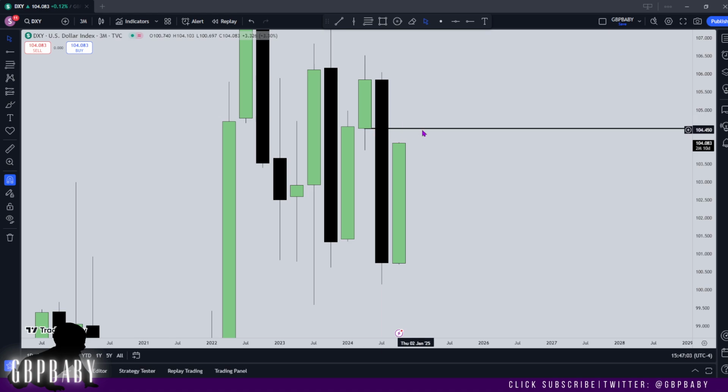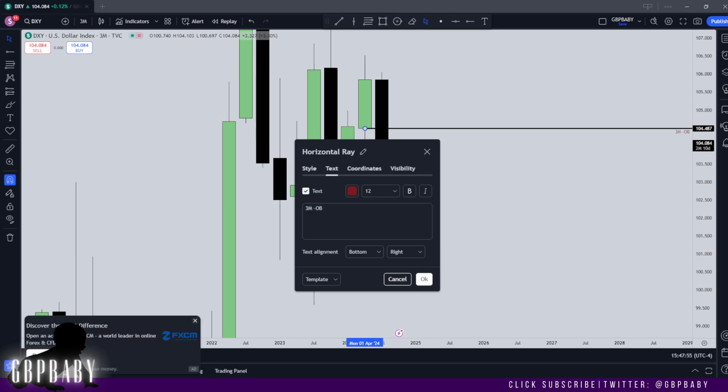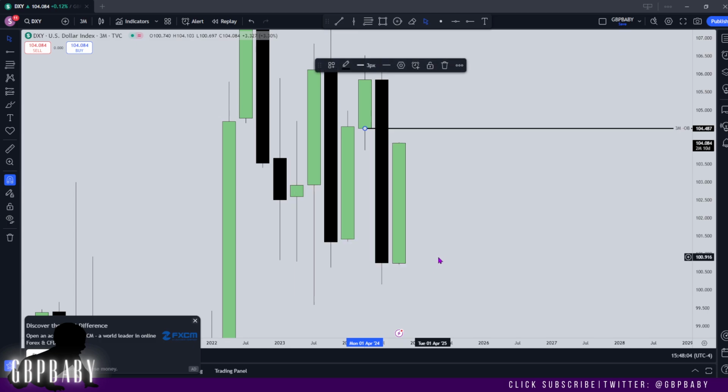So I'm just going to mark this out as a 3 hour bearish order block because that's exactly what it is. 3 hour bearish order block. Not 3 hours, sorry. 3 month bearish order block. And basically, we're just going to keep that on our charts because, like I said, once price gets towards it, it should be very sensitive and volatile in response to price.